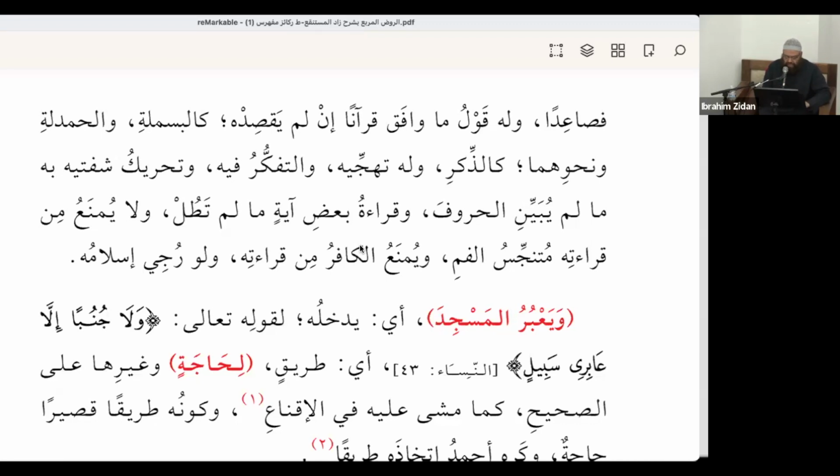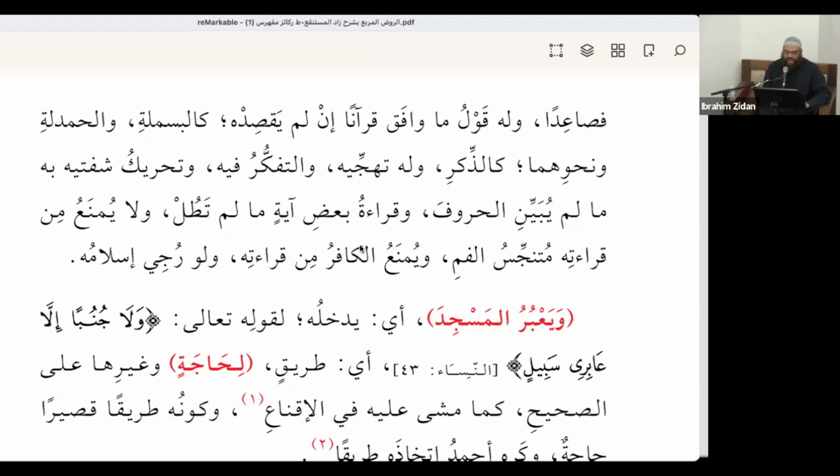So التهجي is not قراءة. التفكر is not قراءة. Right? تحريك الشفتين ليس بقراءة. Moving the lips is not قراءة by itself, till the letters are made clear, then it's قراءة.